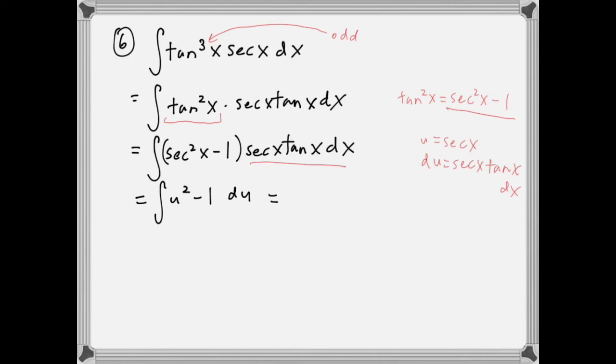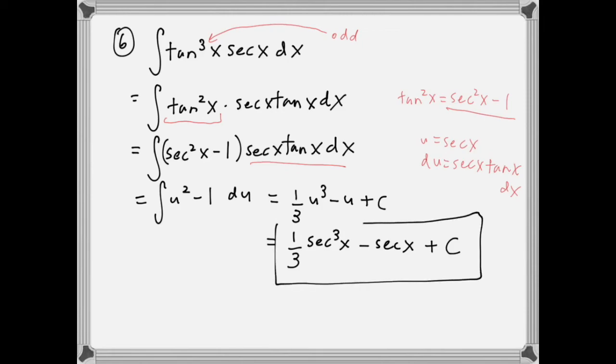And we can go ahead and take the antiderivative of that. We get 1/3 u cubed minus u plus c. And so this is equal to 1/3 times secant cubed x minus secant x plus c. There you go, right? Wasn't too bad. Let's go ahead and try another one. This is going to be number 7.